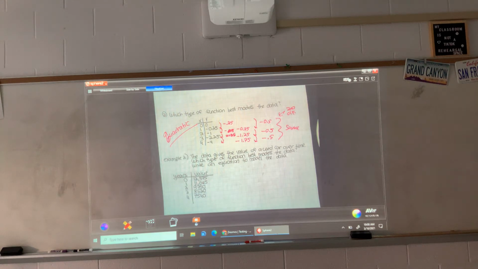The data gives the value of a used car over time. Which type of function best models the data? And secondly, write an equation to model the data. So the first thing I'm going to do is find the differences. So let's do 12,575 minus 11,065. So I get 1510.